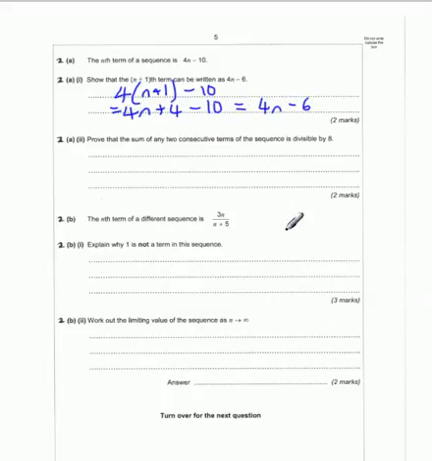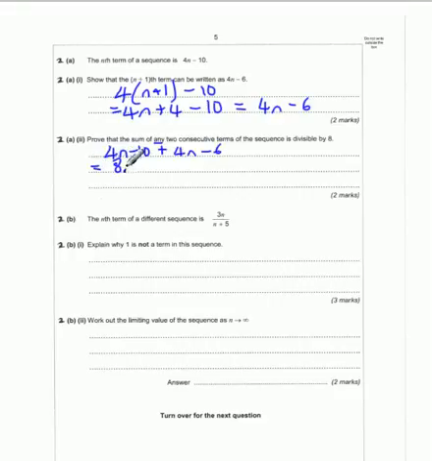Next, we want to prove the sum of any two consecutive terms of the sequence is divisible by 8. So that means we're going to have the n term, the one we've got at the top, and then the n plus 1 term, which we've worked out in part A. So we're doing the sum of those, so we're going to add those together. So that's going to be 4n minus 10 plus 4n minus 6.